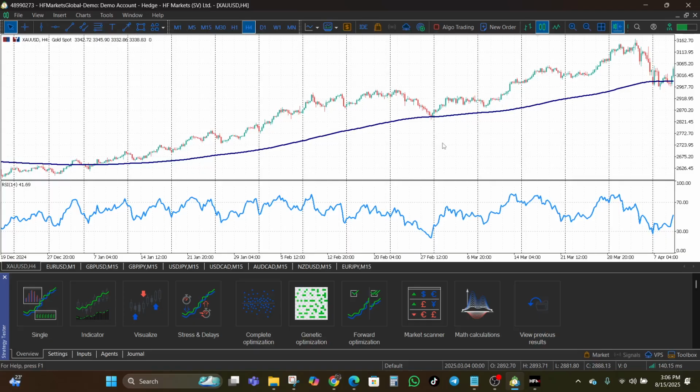So by the end of this process, you should have a trading strategy that is tailored to your style and backed by data.